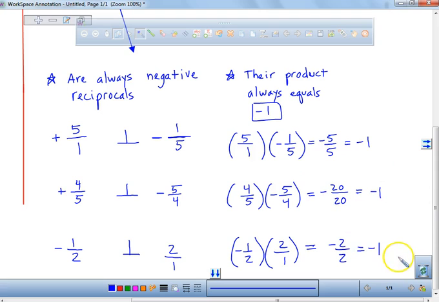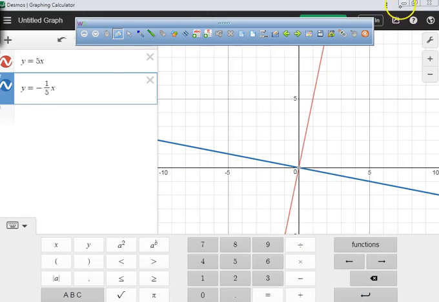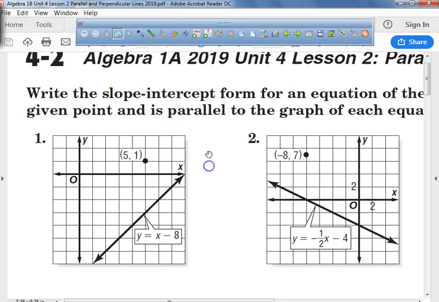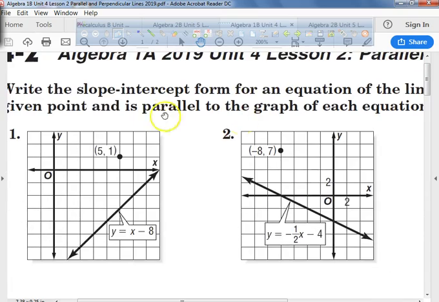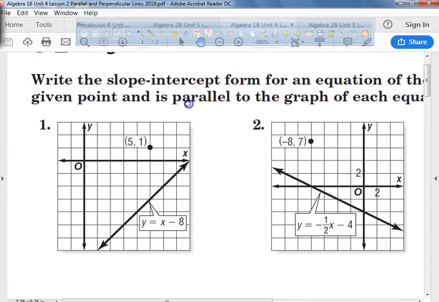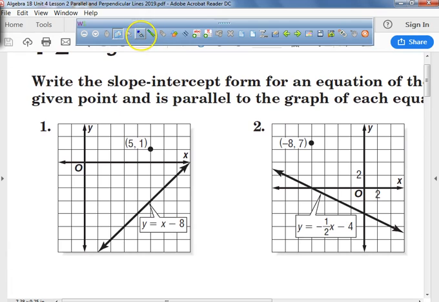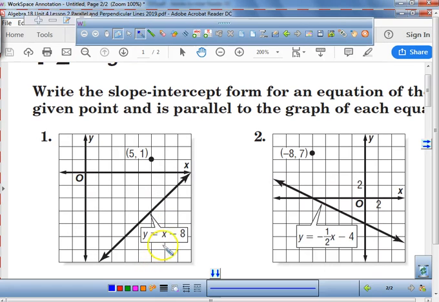So I'm going to go ahead and pause the video and let you guys jot these down so you have some examples of perpendicular slopes in your journal. All right, we're going to go ahead and go to our assignment right here. It says, write the slope-intercept form for an equation of the line that passes through the given point and is parallel to the graph. All right, so we've been given a function right here, y equals x minus 8.